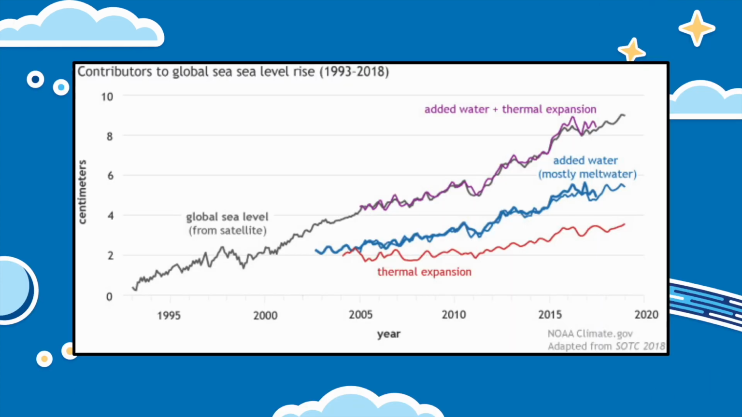So this graph shows the effect on sea level with just thermal expansion being the red line, mostly added meltwater in blue, and the synergistic effect of both the added water and the thermal expansion. And this goes back all the way to before 1995 to 2020.